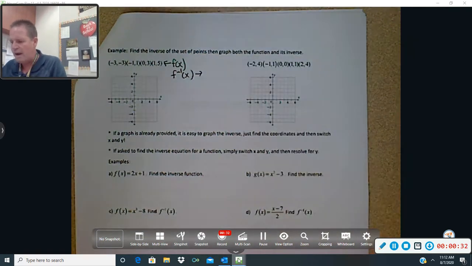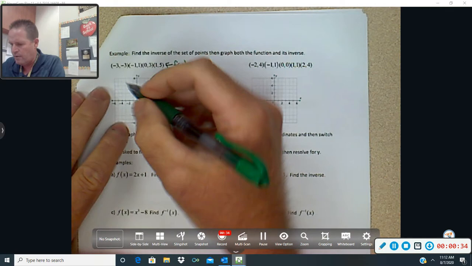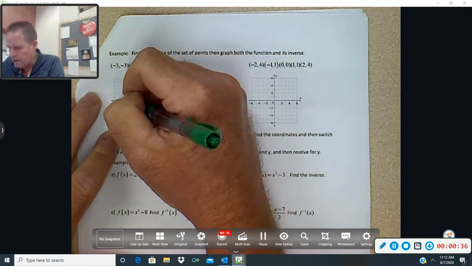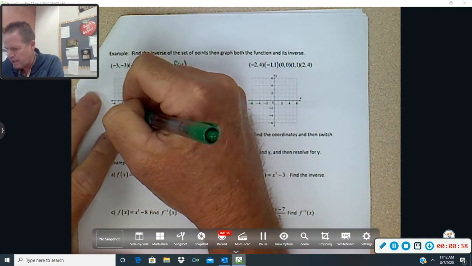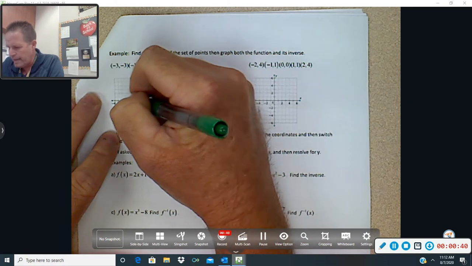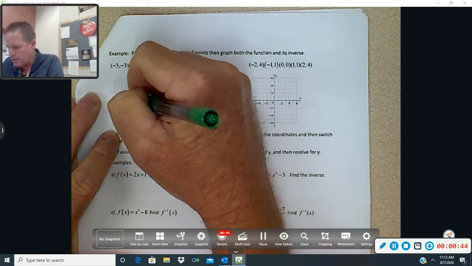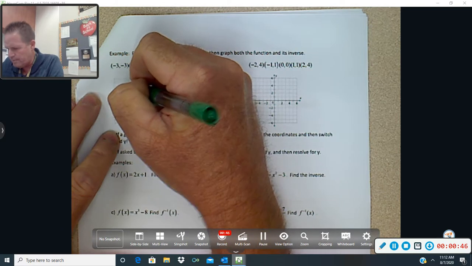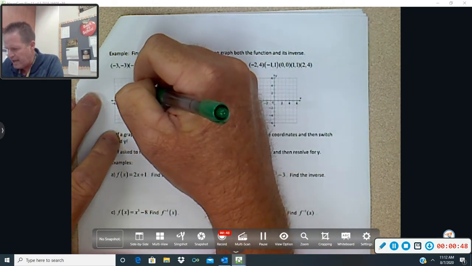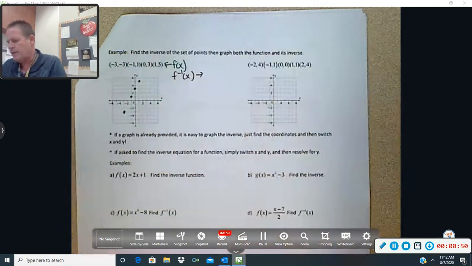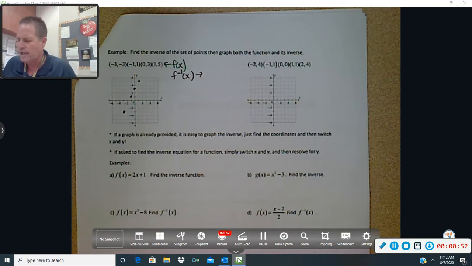Now, let's graph f of x as it is right now. -3, -3. So plot that point. -1, 1. Plot that point. 0, 3. And 1, 5. And even though these dots look like they're in a straight line, it doesn't say anything about connecting them, so I'm not going to.